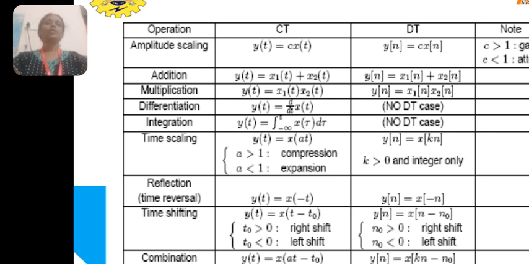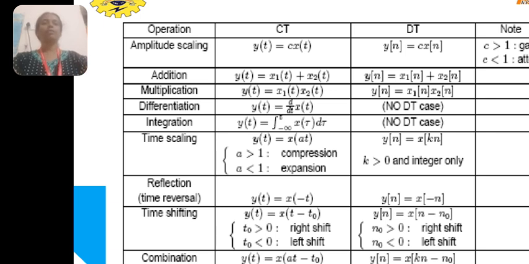And next is addition of signals. Addition of signals, as the name implies, is the resultant of the summation of two signals. For example, y of t is equal to x1 of t plus x2 of t. And similarly, if it is a discrete time signal, y of n is equal to x1 of n plus x2 of n. And multiplication. Multiplication is also the product of two different signals. y of t is equal to x1 of t times x2 of t.